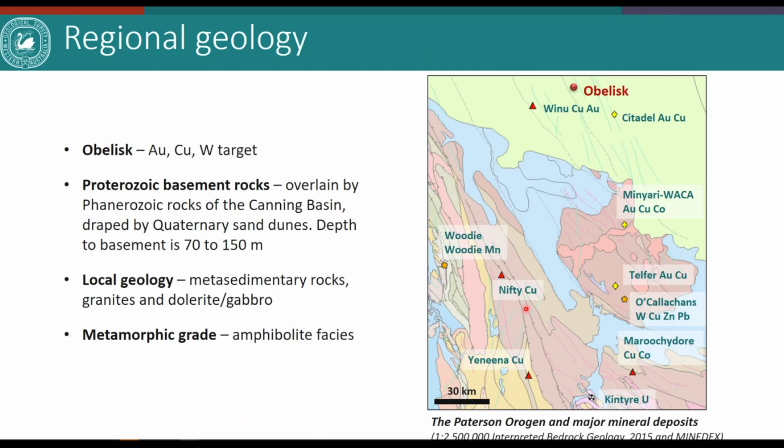It's hosted by metamorphosed Proterozoic basement rocks, which are overlain by Phanerozoic rocks of the Canning Basin, and these basin sediments are draped by Quaternary sand dunes. And the depth to metamorphosed basement is 70 to 150 metres in the Obelisk area. The local geology is interpreted from geophysical data, and it's interpreted to include metasedimentary rocks, granites, dolerite and gabbros. And the metamorphic grade of the rocks at Obelisk is amphibolite facies.